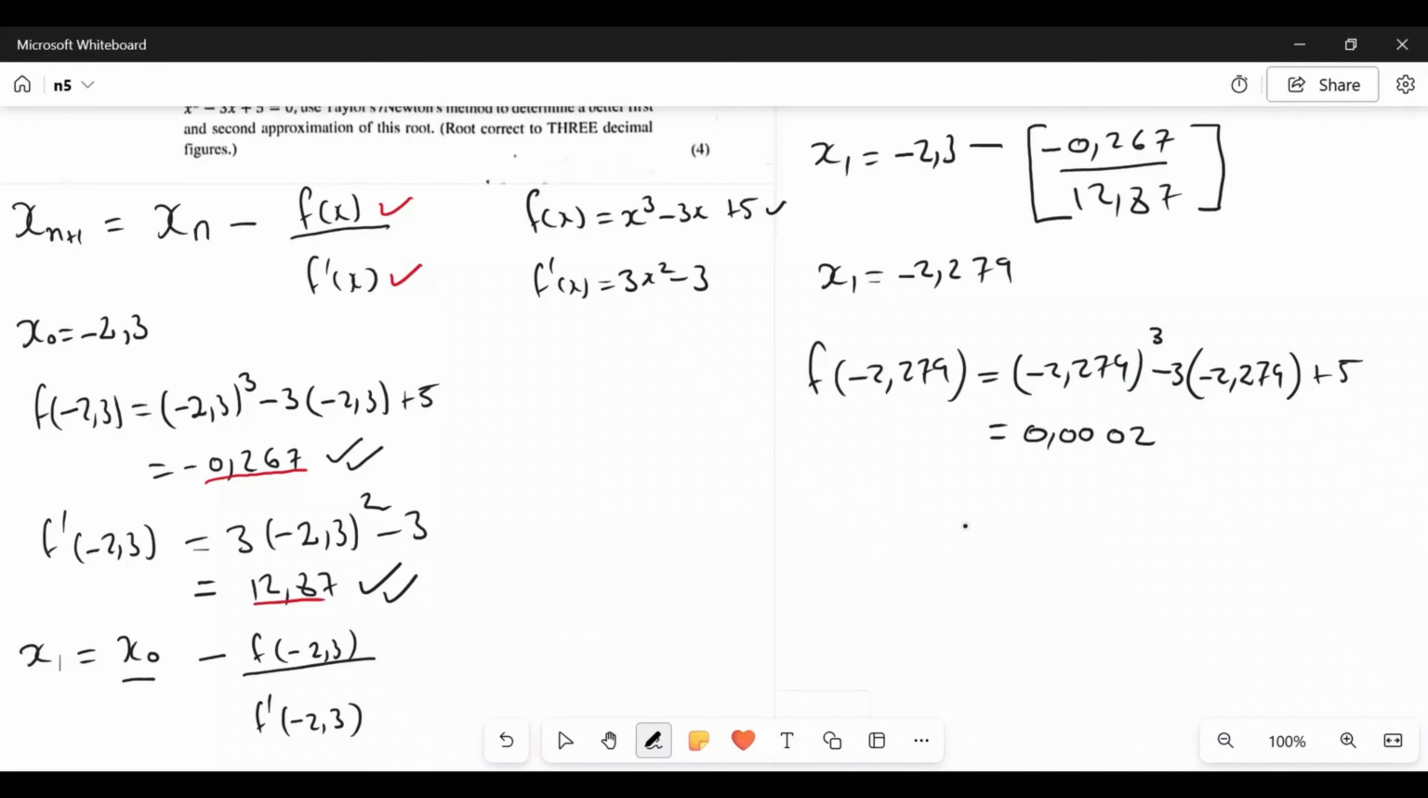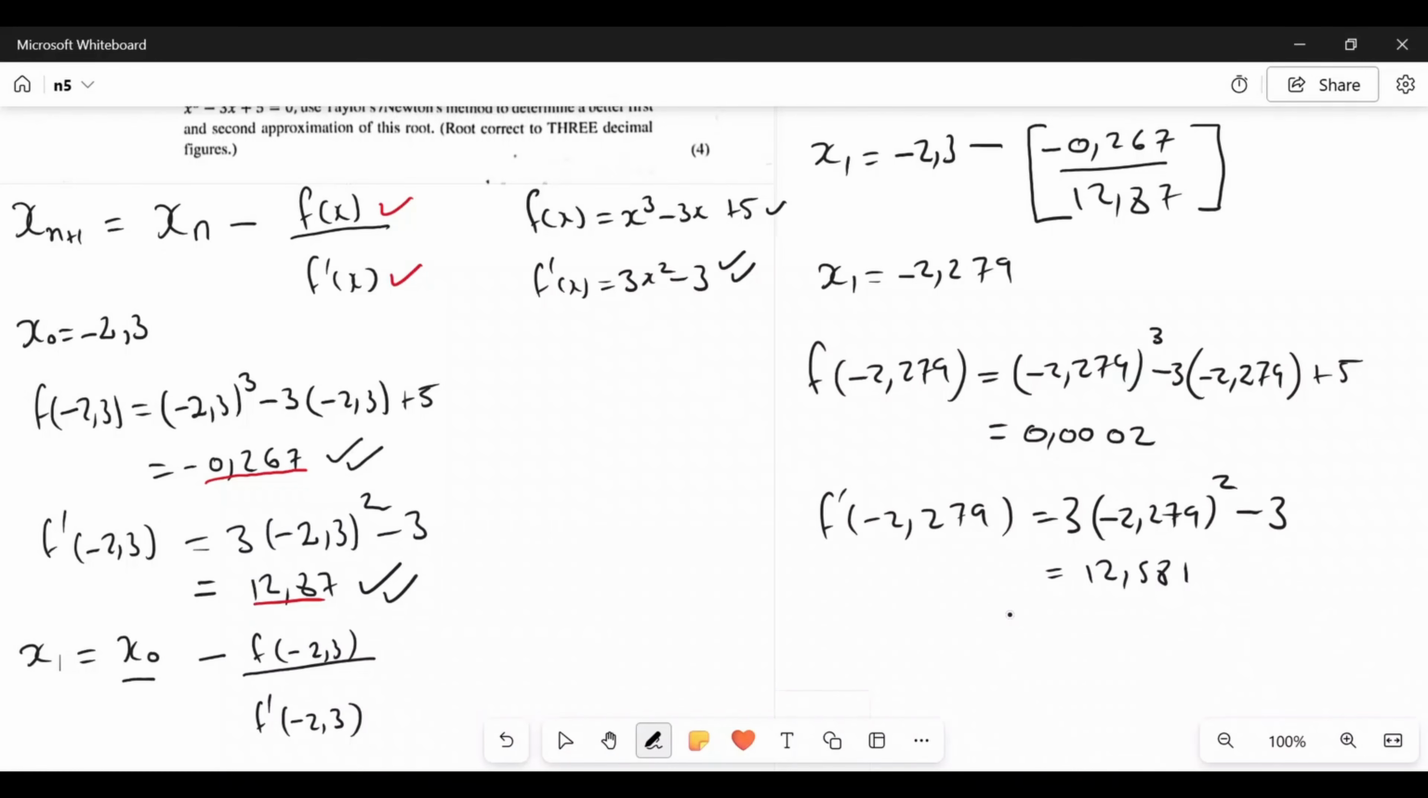Let's find our f of x prime in terms of negative 2,279. So f of negative 2,279 prime is going to be as follows. We're going to substitute that negative 2,279 on the derivative. So it's going to be 3, and wherever there is x, we must substitute negative 2,279. But let's not forget this is squared, minus 3. So what I'm getting here is 12,581. There we go. This is the answer for f of x prime, or f of negative 2,279 prime.